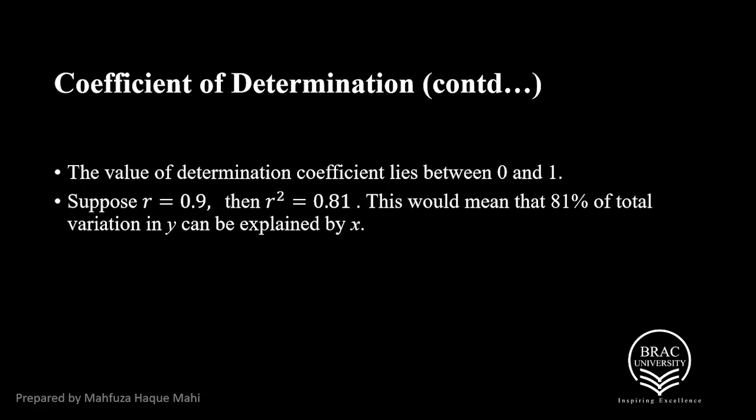Suppose we have a value of r which is 0.9, then the value of the coefficient of determination will be r square, which is 0.81. If we want to interpret the value of the coefficient of determination, we get r square equals 0.81. This would mean that 81% of total variation in Y can be explained by X.